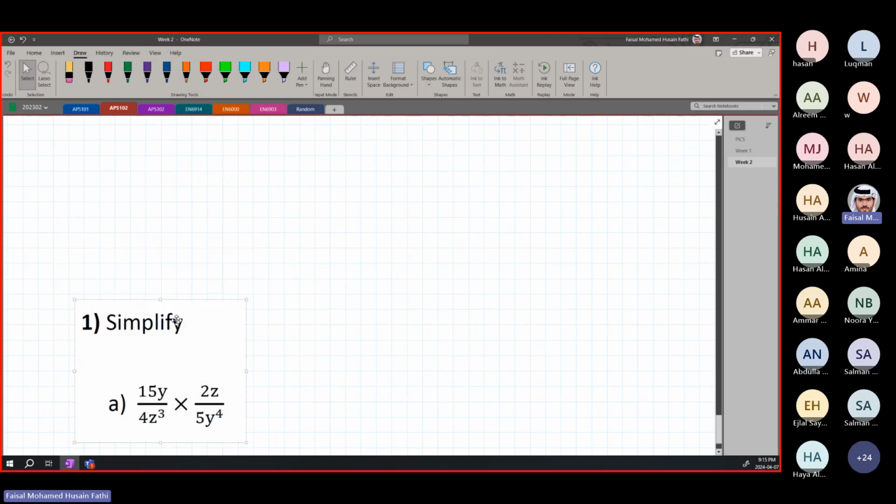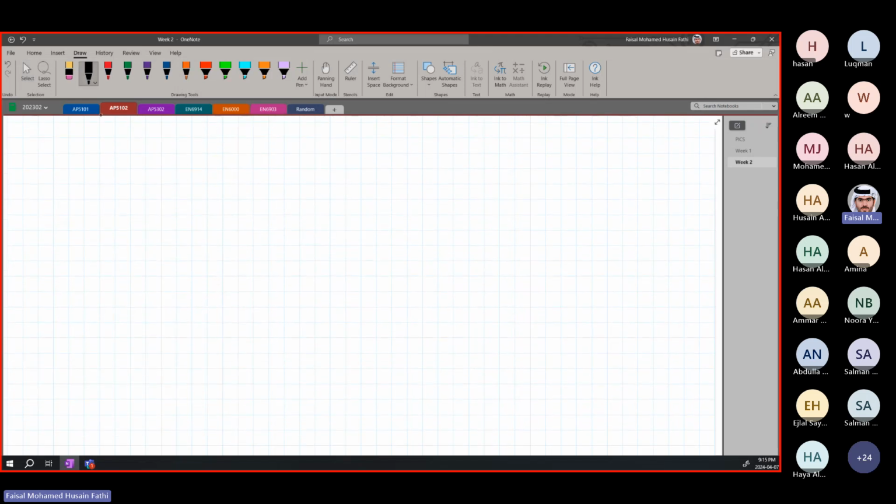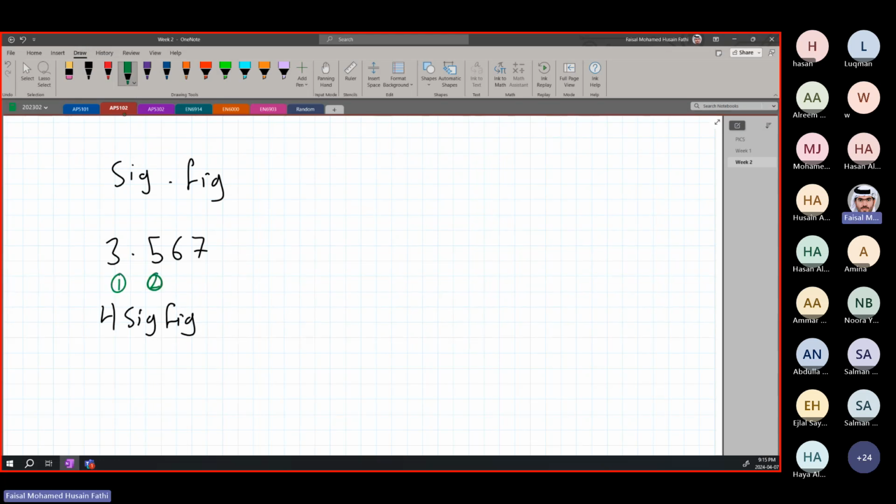Okay, before I start this, someone asked, what is the difference between significant figures and decimal places? So, significant figures is the total numbers, all the numbers. Let's say we have 3.567. This has 4 significant figures. Why? Because we have 1, 2, 3, 4 values to it. So it's 4 significant figures.